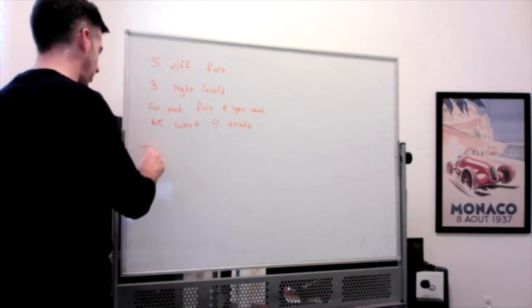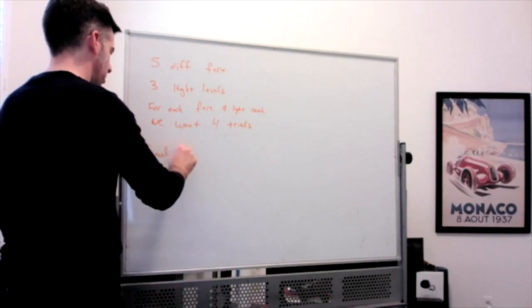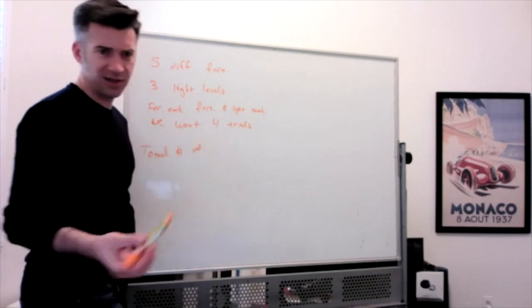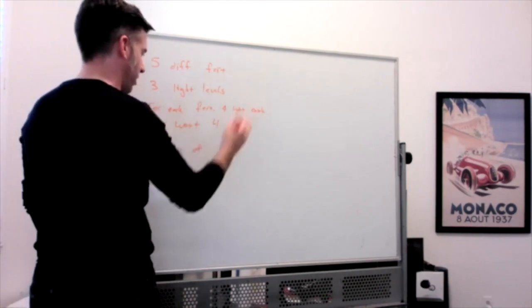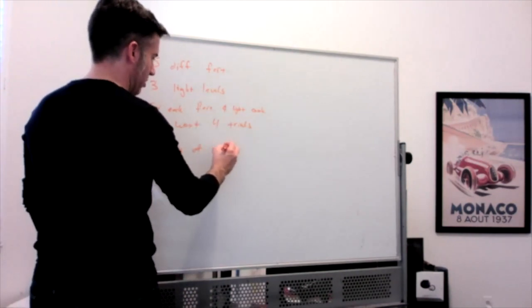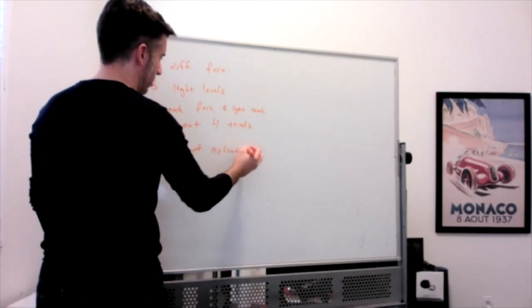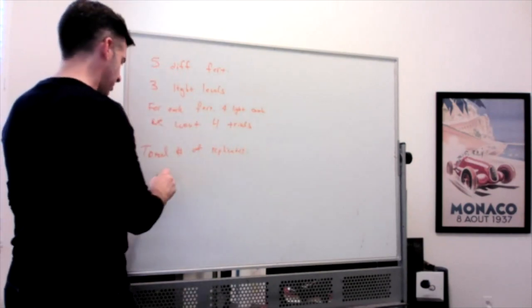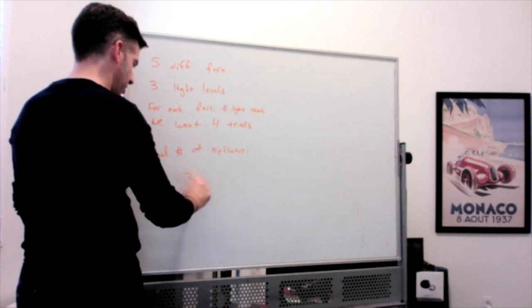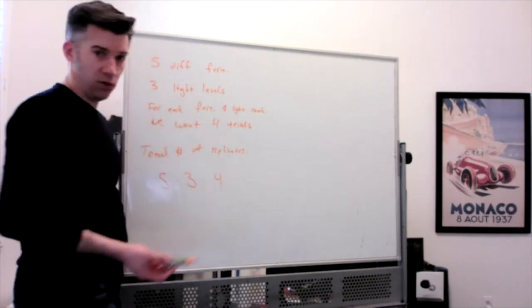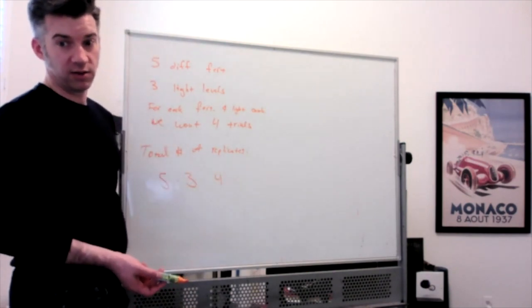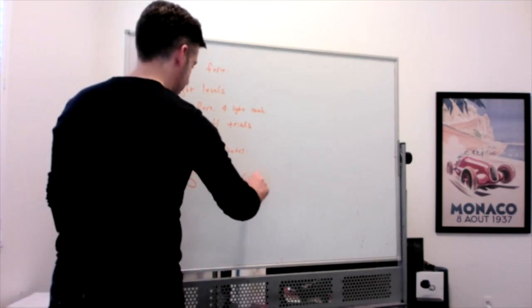Then the total number of trials, or plants, or whatever you want to call it, the total number of replicates is the word used here, is going to be 5 times 3 times 4. 5 different types of fertilizers, 3 types of light, 4 per each type of light and fertilizer. That's going to be 60 total.